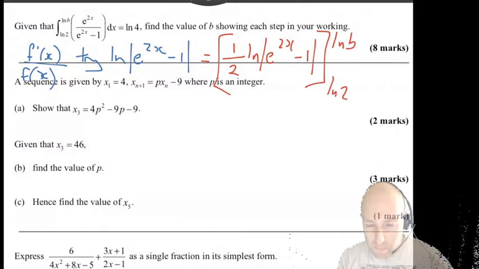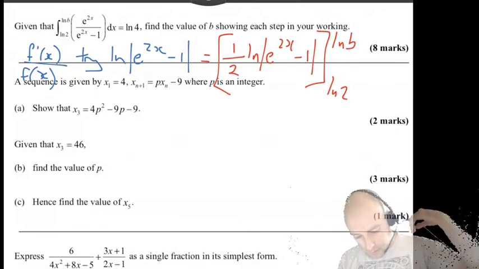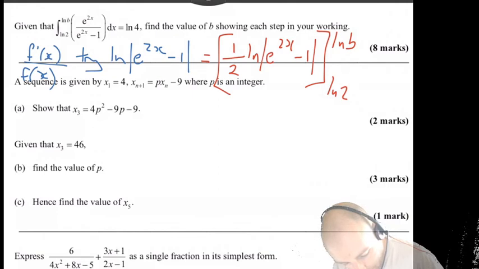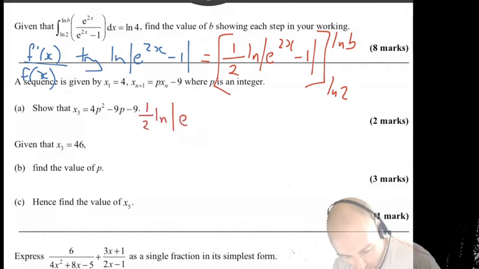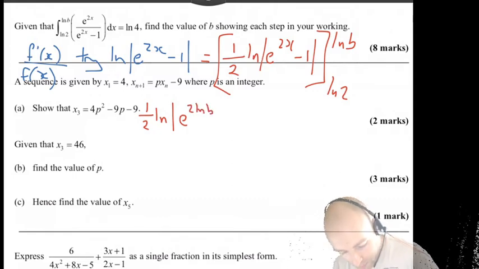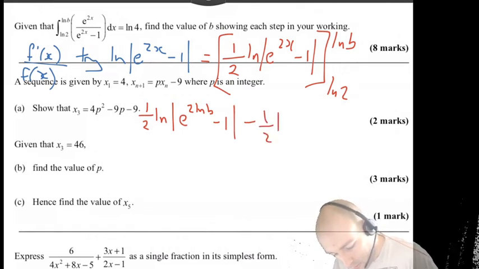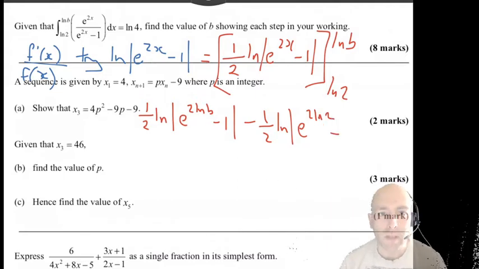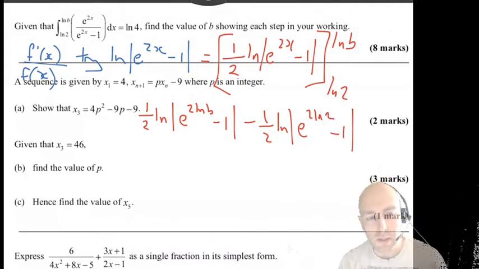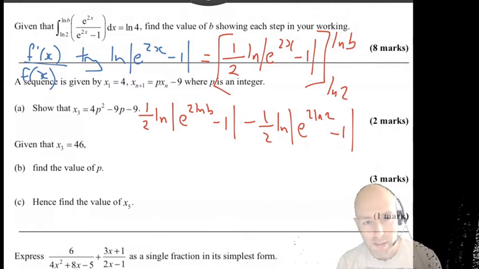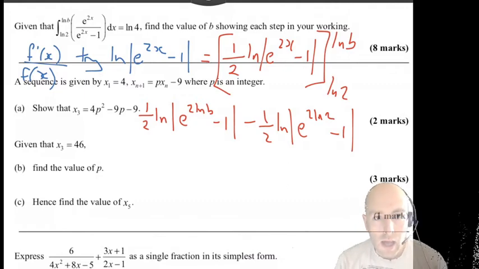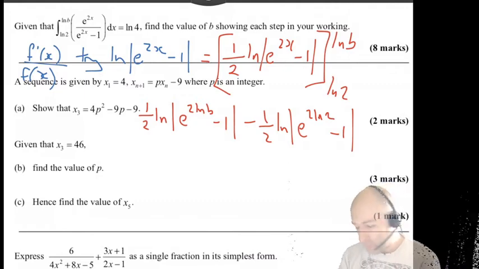Cool. Okay, so we need to put our limits in. So we're going to get half ln of e to the 2 ln b minus 1, take half ln of e to the 2 ln 2 take 1. So you get that. Now we want to use a couple of log rules. So we're going to use the power rule and then get rid of these e's and the ln's, and then use the log division rule to simplify.